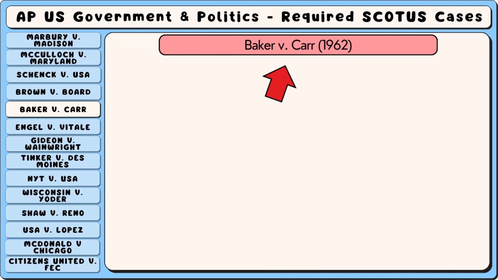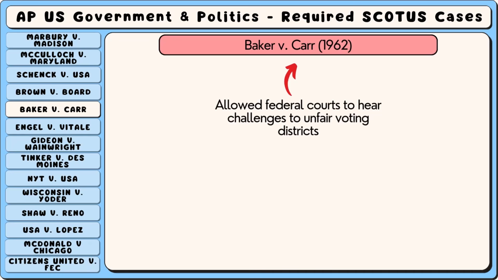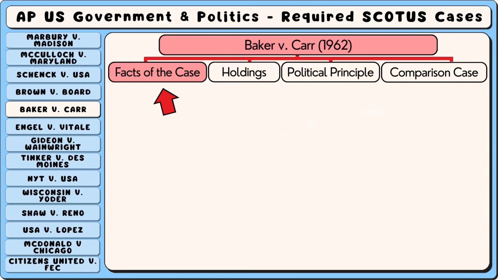The next required Supreme Court case is Baker versus Carr. This case is significant because it allowed federal courts to hear challenges to unfair voting districts. Let's look at the facts in the case.